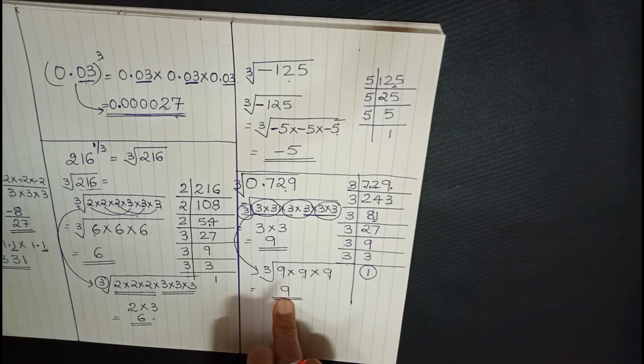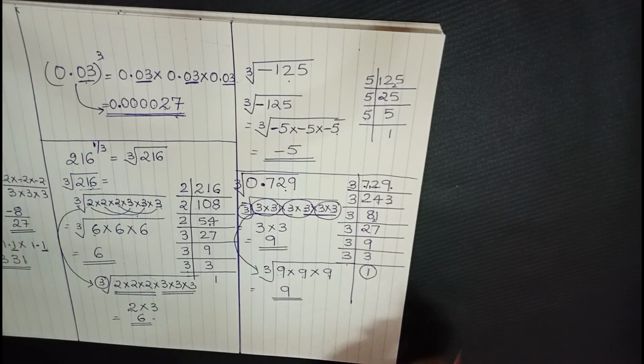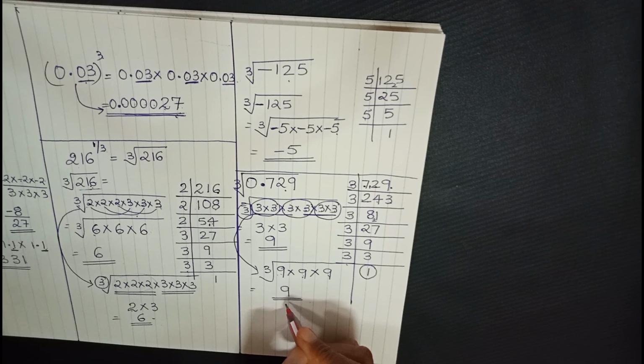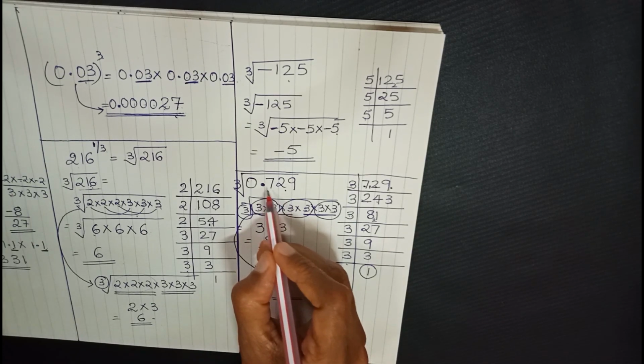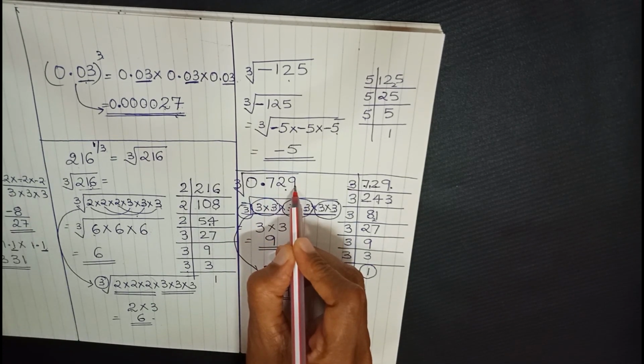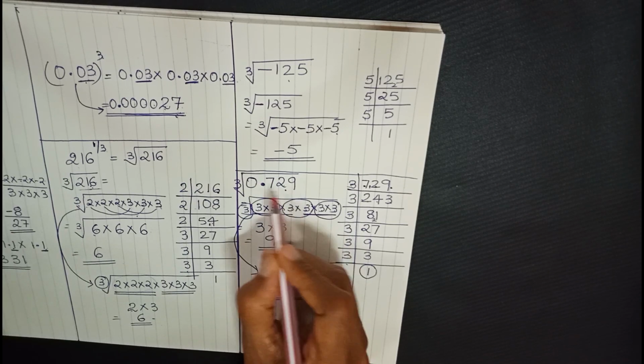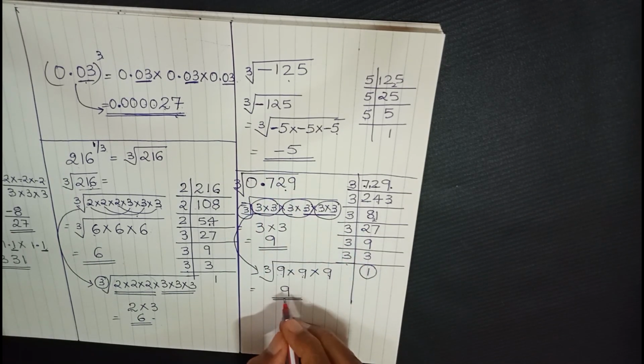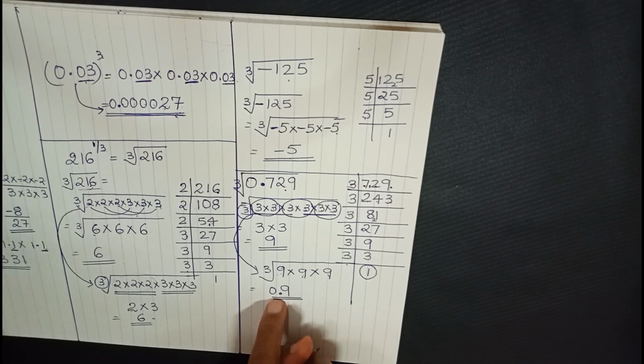Now this is just the number. We have not taken the decimal point into consideration. So now we will have to put the decimal. Right? Now if in the cube there are 3 digits after the decimal point, in the cube root it will be only after 1. So our answer is 0.9.